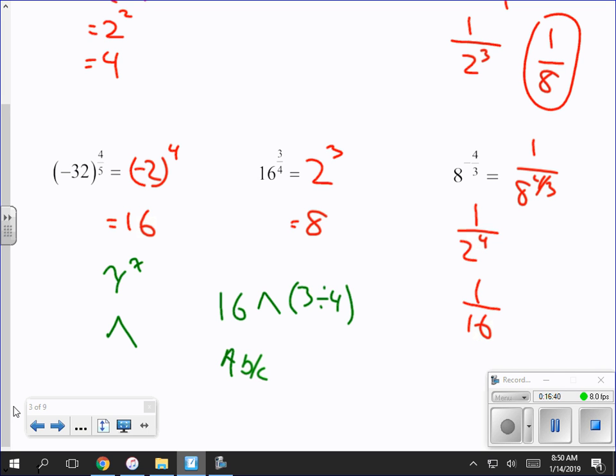And if you don't put parentheses around your exponent, the order of operations would have you take it to the third power and then divide that whole thing by 4. Parentheses are important on this one. Okay.